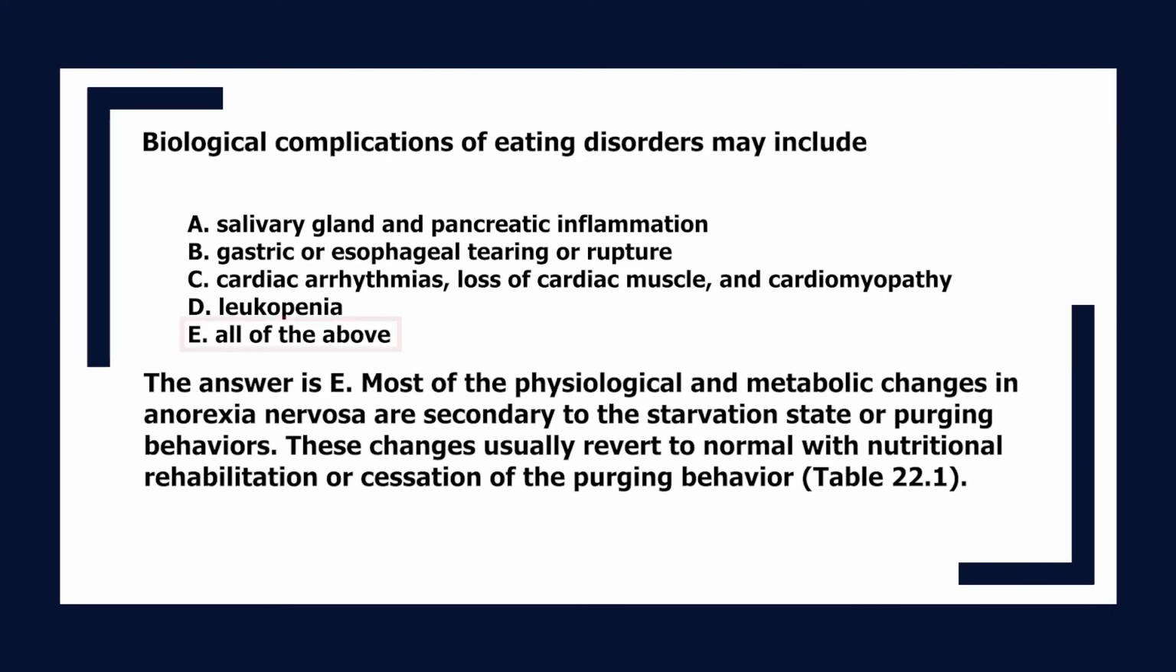The answer is E. Most of the physiological and metabolic changes in anorexia nervosa are secondary to the starvation state or purging behaviors. These changes usually revert to normal with nutritional rehabilitation or cessation of the purging behavior.